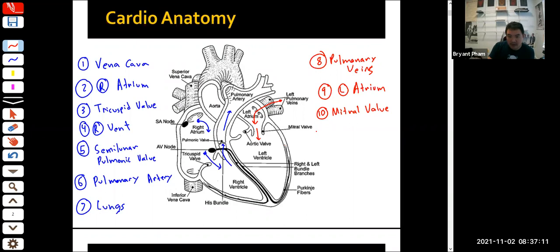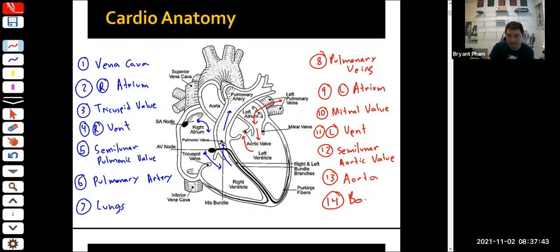We go from the mitral valve, we enter the left ventricle. Then we get into the semilunar aortic valve. Then we're finally going to get into the aorta. And we hit the rest of the body. Okay.